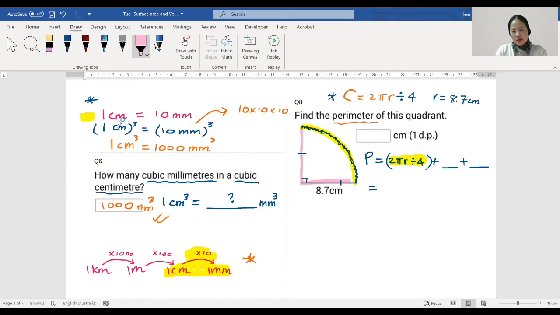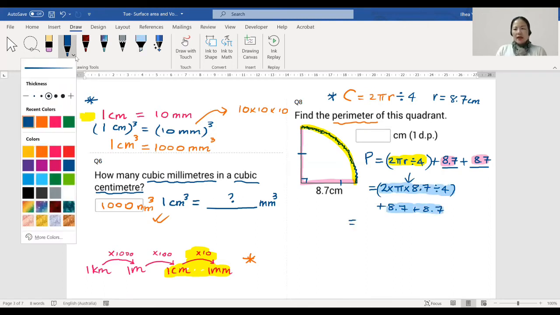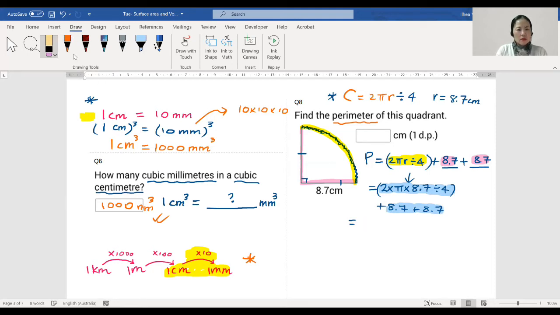Plus 8.7 plus 8.7. That will be the complete quadrant. 2 times pi times 8.7 divided by 4, and then plus 8.7 plus 8.7. Put that in your calculator and tell me the answer, please. Please calculate it with Hannah so that we can match up. 31.1, because the next number's over 5. Yeah, 31.1 centimeters. Great.